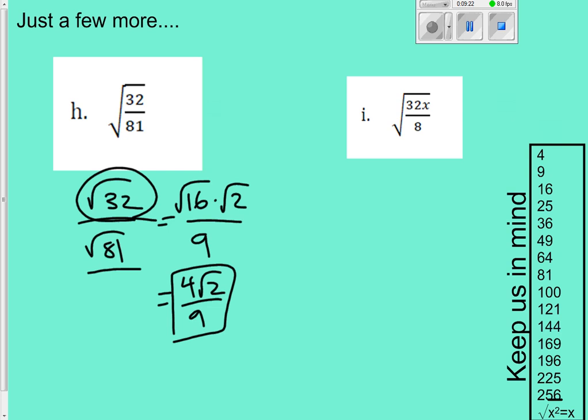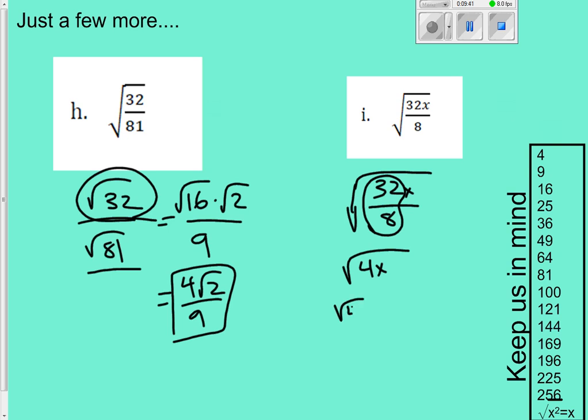So how about this one? Well, before you even do anything with the square root, if you're terribly clever, you'll recognize that 32 over 8 is 4. So that becomes square root of 4x. Now I can split this apart into square root of 4, square root of x. Square root of 4 is 2, square root of x is, we don't know what that is. So I'm just going to put 2 square root of x. That will be my answer.